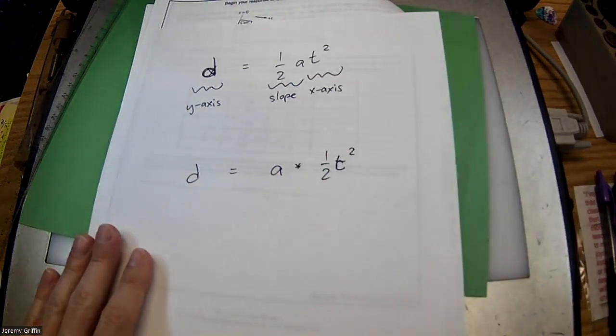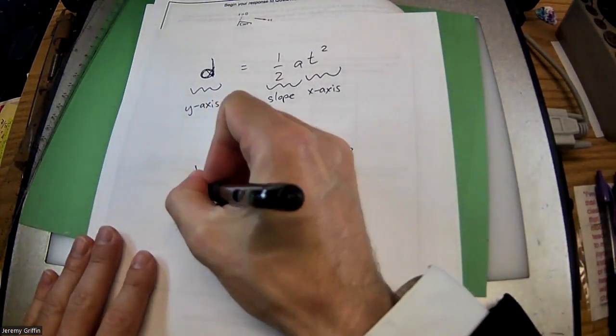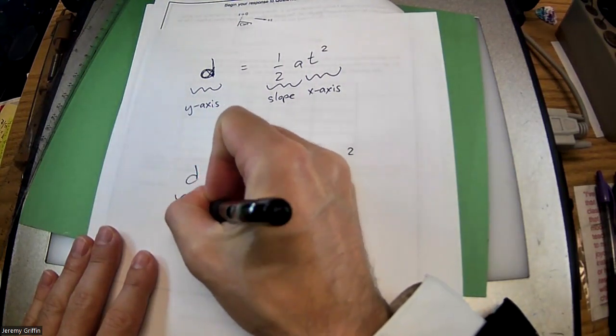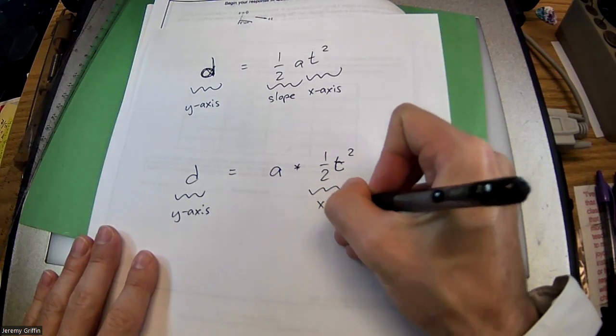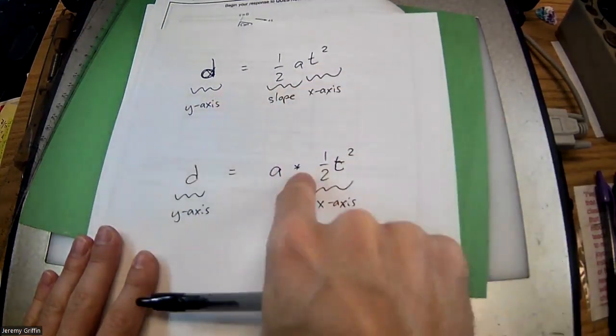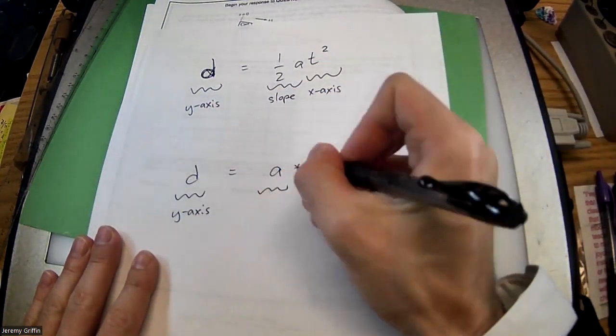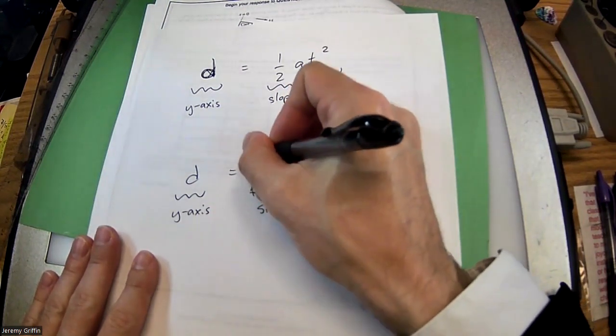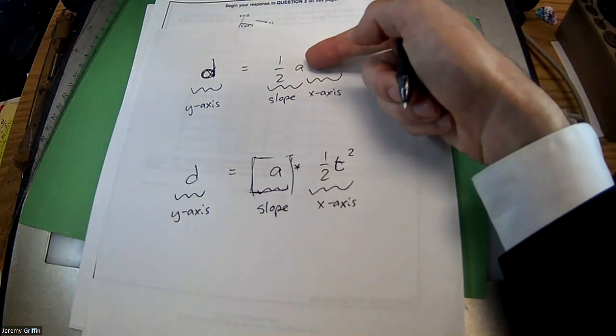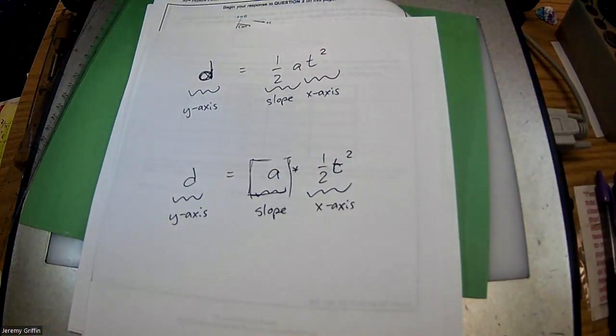Sometimes I did this with you guys too, or some version of this. So this could be your y-axis. Now this could be your x-axis. And the advantage of doing it this way, of embedding that 1/2 into the x-axis, is that the slope is exactly what you're solving for, exactly a. Versus if you did it this way, you'd have to still double the slope. But here it is the slope. You guys see that?